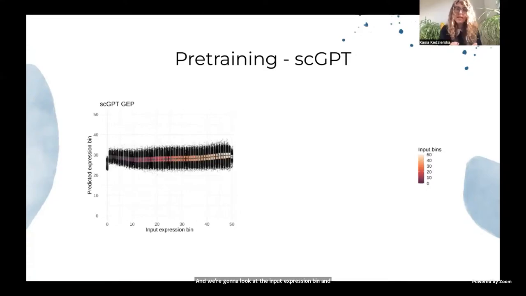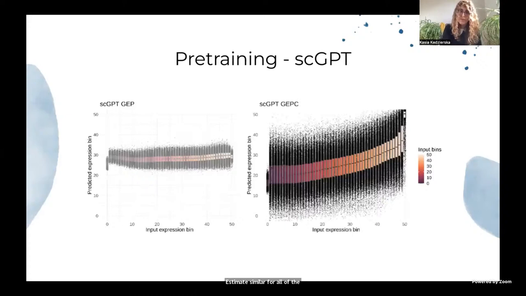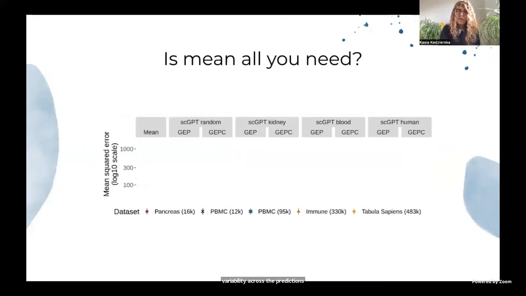And what we see is that in this first pre-training objective, scGPT actually outputs an estimate similar for all of the input expression bins. That improves when we take the gene expression prediction from the cell embedding, GEPC, with more variability across the predictions. However, to get a more formal evaluation, we looked at the mean squared error, MSE, and to give us a baseline, we calculated the mean input expression bin for each gene across all cells and used that as a reference.